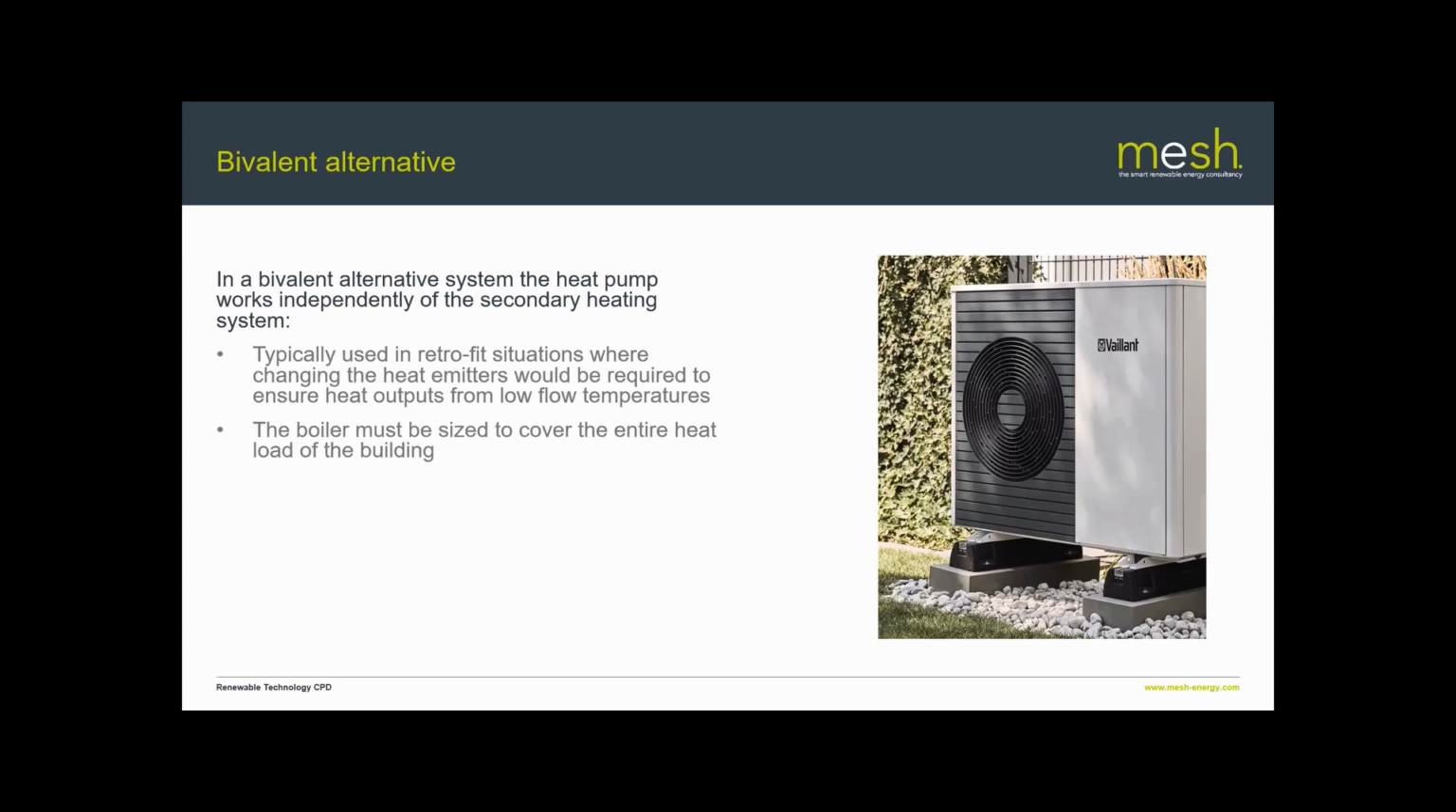In a bivalent alternative system, the boiler has to be sized to cover the entire heat load of the property. So you can't add the output of the heat pump plus the output of the boiler together and say, well, together they match the heat load, because they'll never operate in tandem. They'll always operate separately. So the boiler must be sized to cover the entire heat load of the building. That does tend to add a little to the capital cost, but generally speaking, on a typical sized house, for example, a 15-20 kilowatt boiler is relatively cheap. It may well be that you're reusing the existing boiler that's already there.